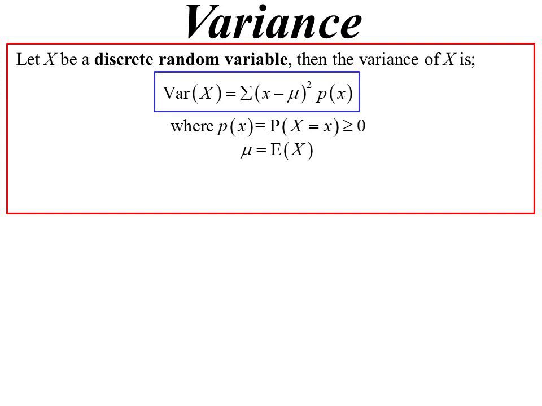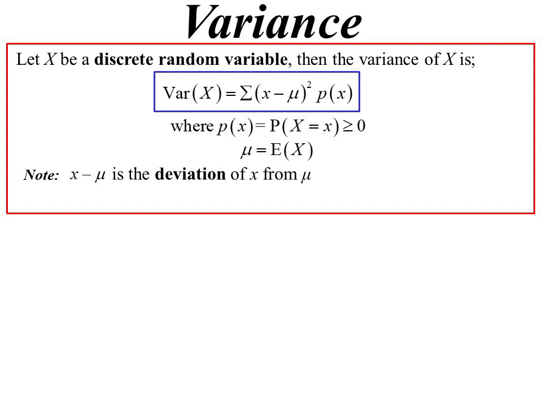Mu, or mean, we saw as expected value. We now know how to work that one out. Alright, this is where I was up to, wasn't it? Yeah. So this x minus mu is what we call the deviation: how far the result deviates from the actual average.